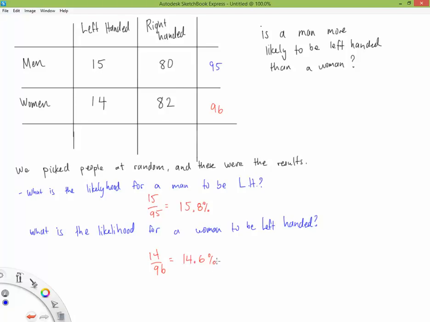So according to our data, we have just an ever so slightly higher percentage of men who are left-handed than women who are left-handed, okay? But the other thing we want to keep in mind is that we picked people at random. So I could have picked another group of 96 women, and maybe I got a slightly different number of people who are left-handed, okay? And so according to our data, yes, this percentage is higher than this percentage. Okay, we can see that in our data. But does that mean we can make a statement about all men and say all men have a higher chance of being left-handed than women? Okay, we're not ready to jump to that conclusion.